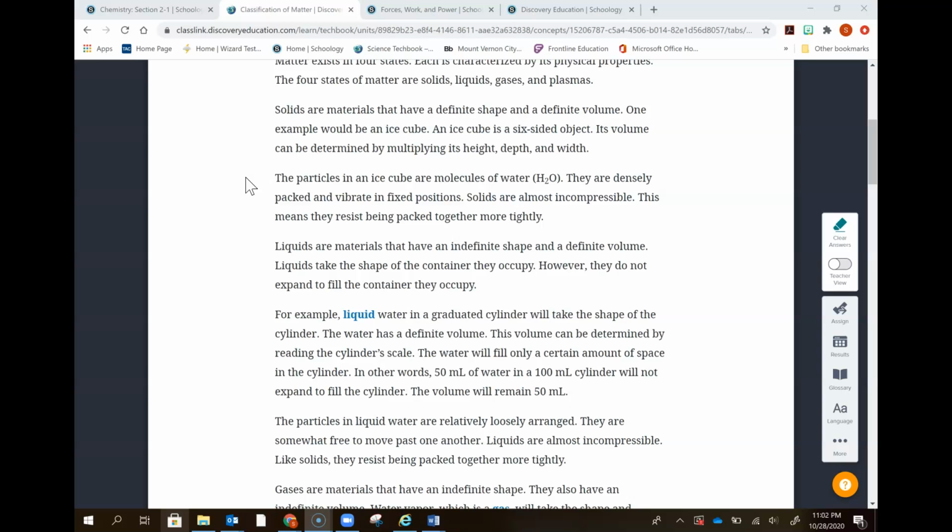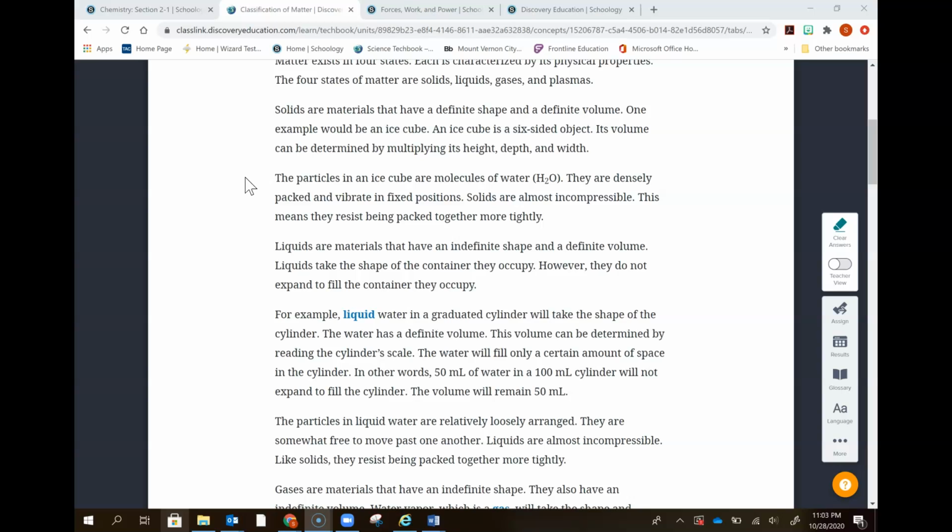Liquids are materials that have an indefinite shape and a definite volume. Liquids take the shape of the container they occupy. However, they do not expand to fill the container they occupy. For example, liquid water in a graduated cylinder will take the shape of the cylinder. The water has a definite volume. This volume can be determined by reading the cylinder's scale. The water will fill only a certain amount of space in the cylinder.